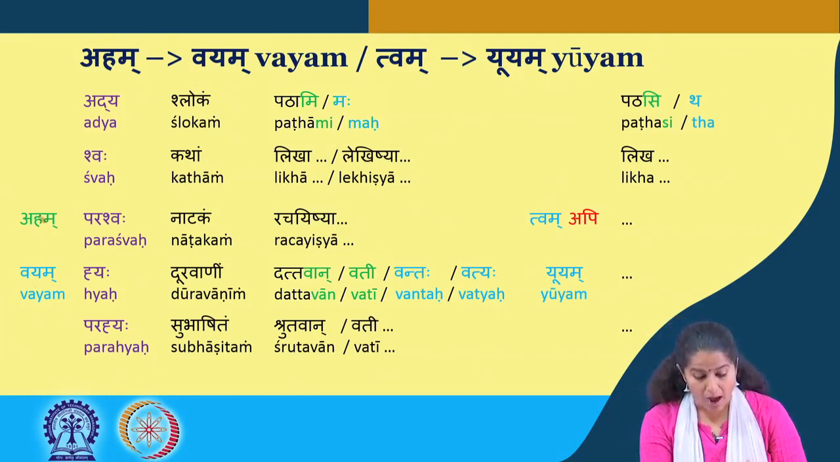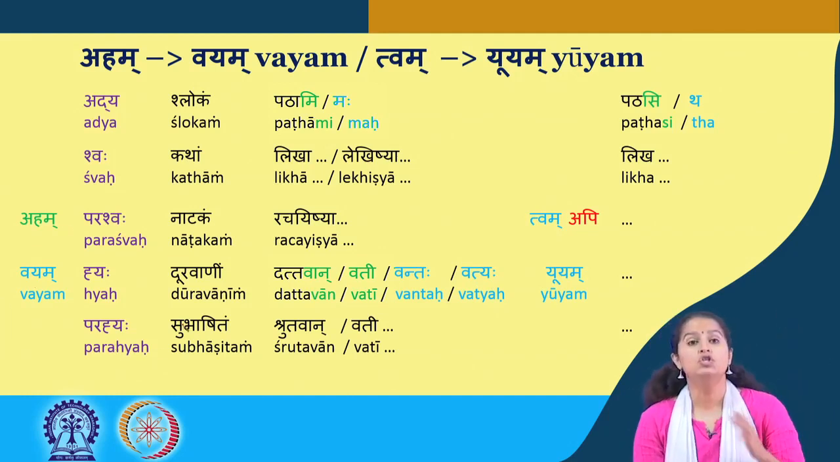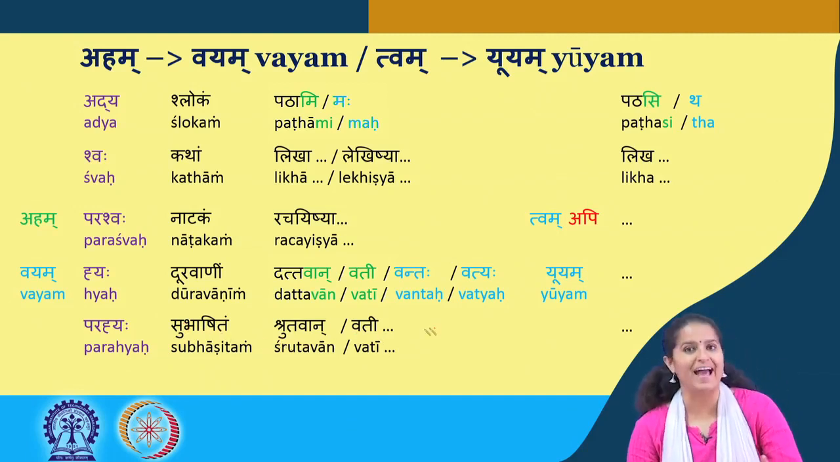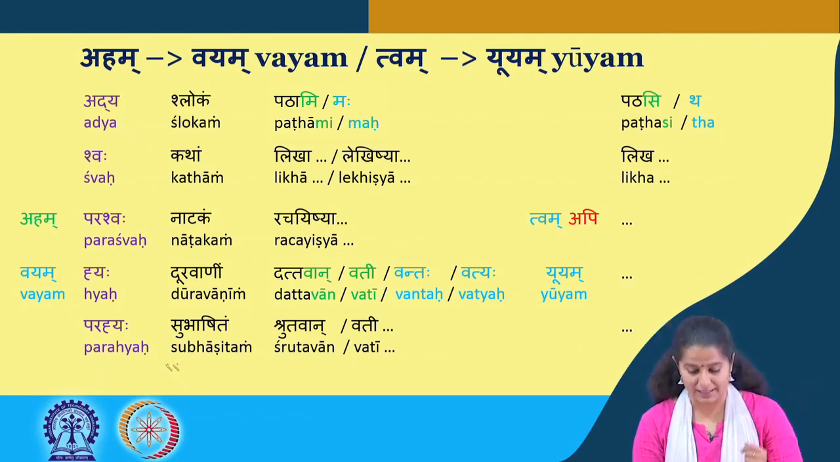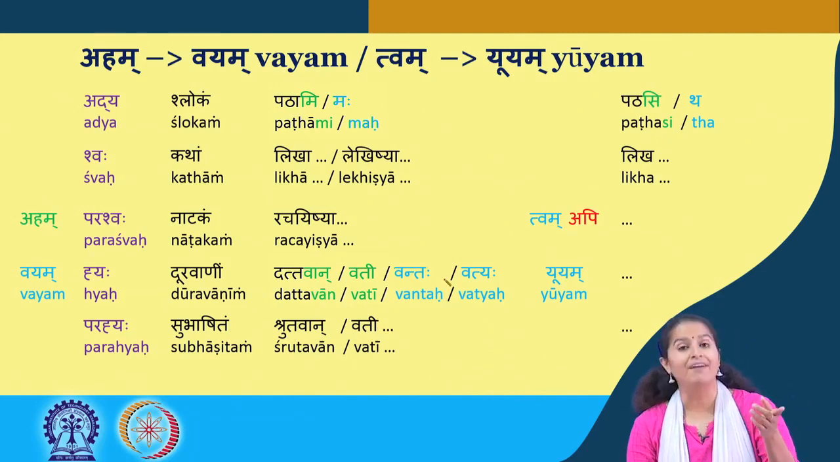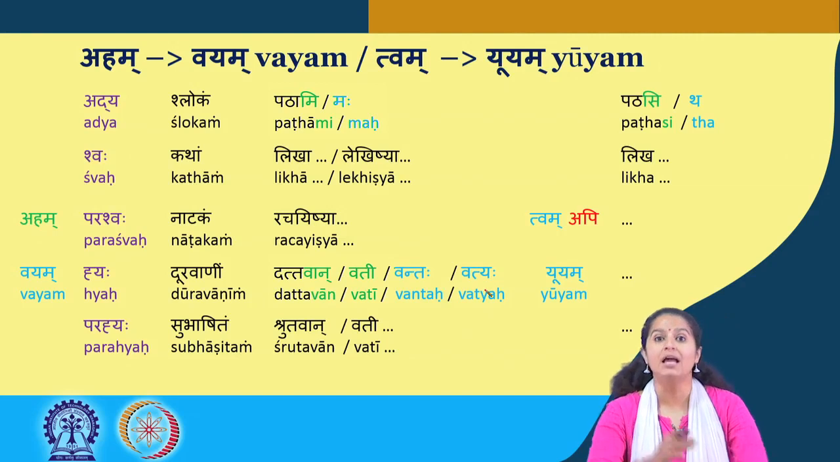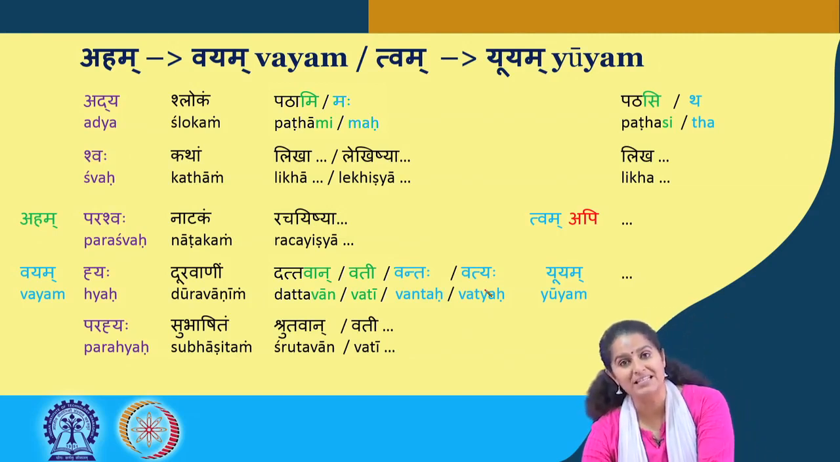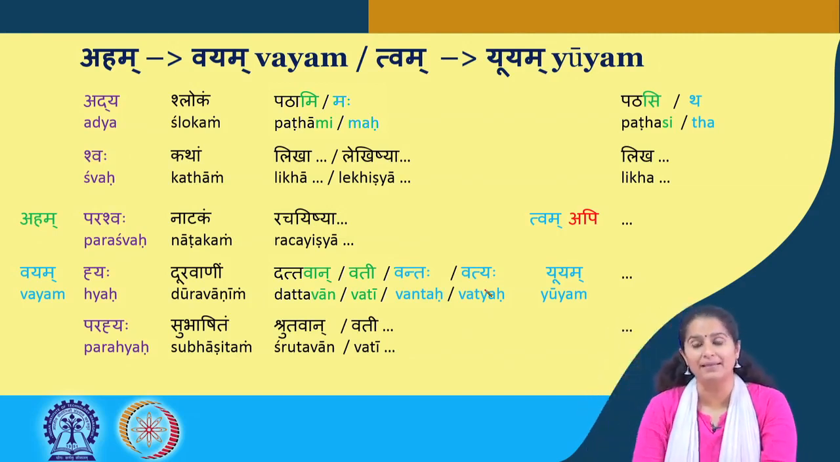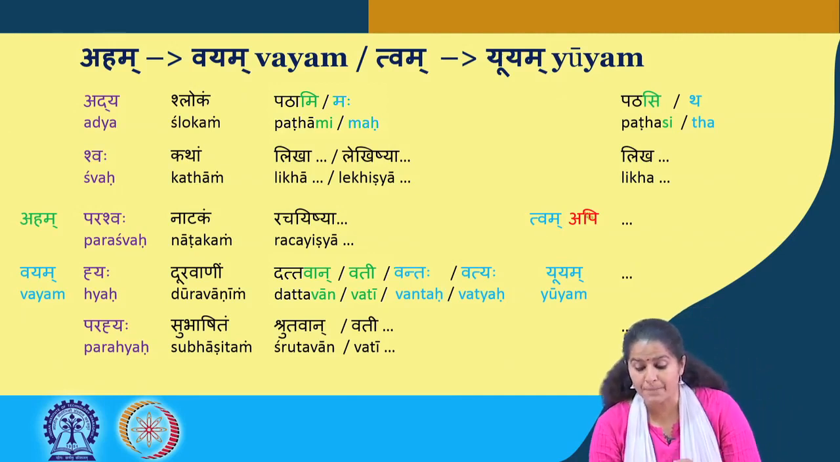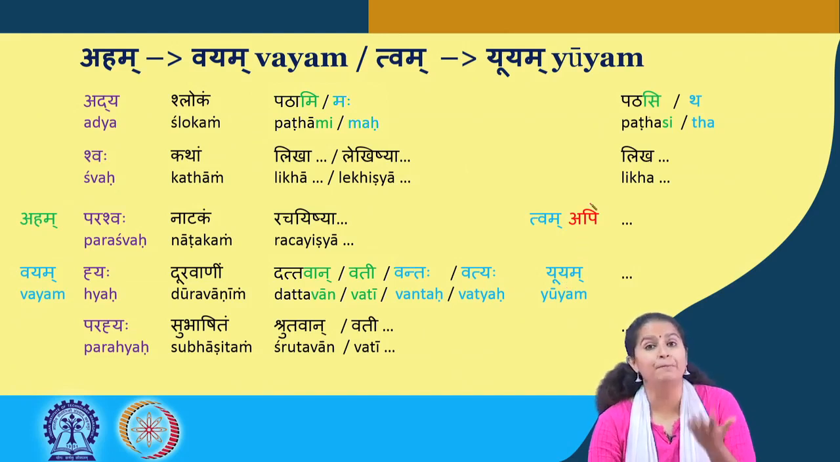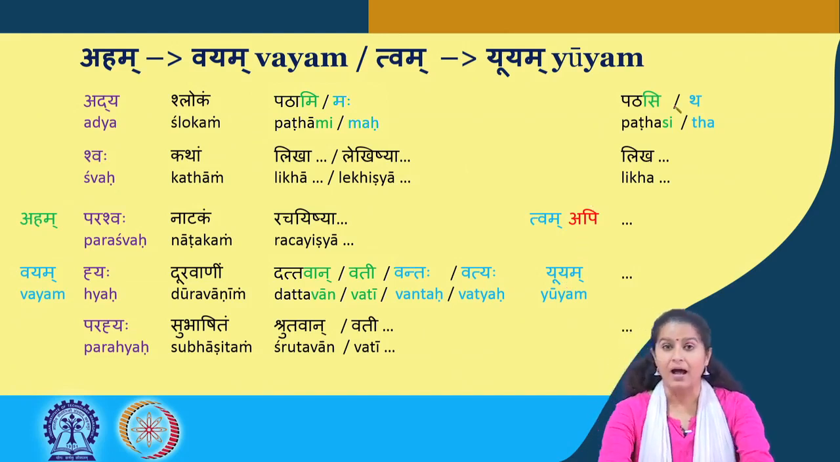Moving to the last one. Aham parahyah subhashitam shrutavan or shrutavati, and I've left the plural for you to figure out. Vayam parahyah subhashitam shrutavantah or shrutavatyah. Uttamam. So that's one part of the story. Now you can do the second part independently and then you can combine the whole thing. So you can do tvam api pathasi, yuyam api pathatha. I will now combine it.